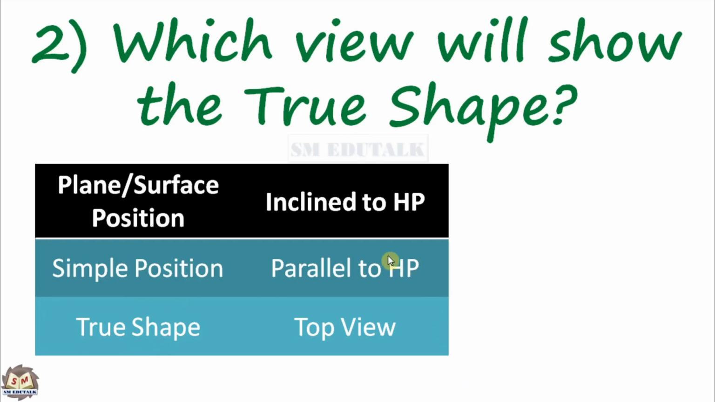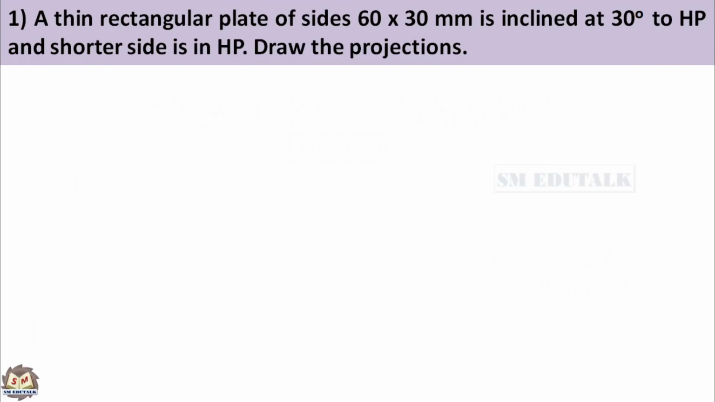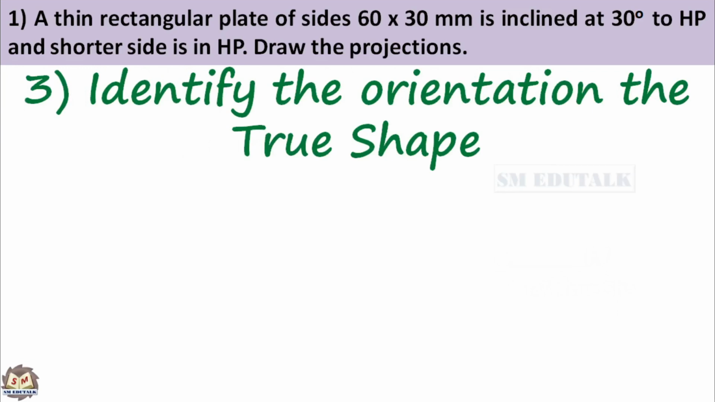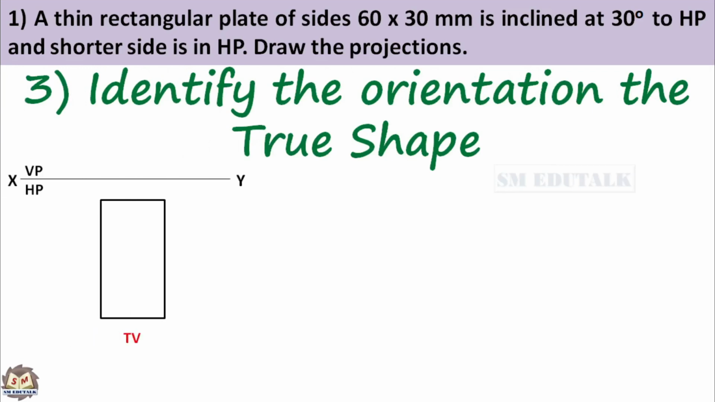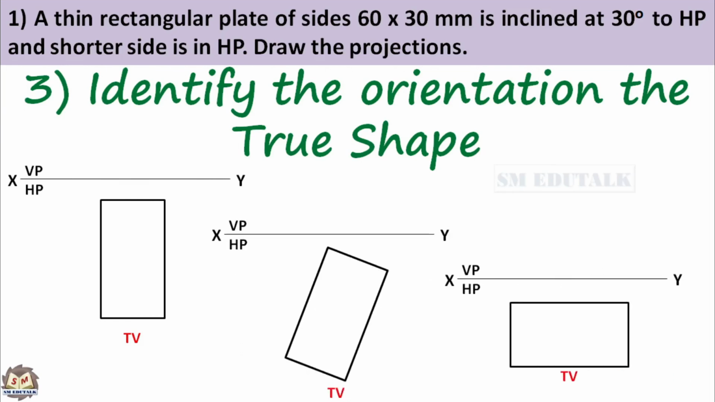If so, as per the table data, we should take the simple position as parallel to HP and consider the top view shows the true shape. You know that true shape should be drawn first. So, you have to draw the top view first, followed by the front view. Now, you know that the top view is a rectangle and it should be drawn first. But in what orientation should the top view be drawn? Should it be drawn heightwise, or lengthwise, or inclined?